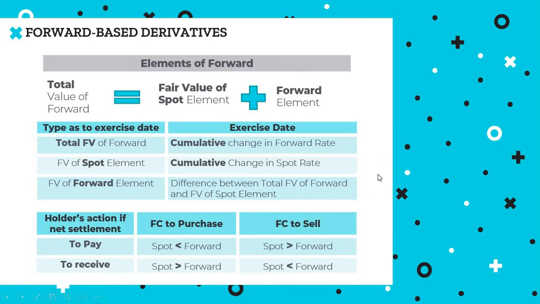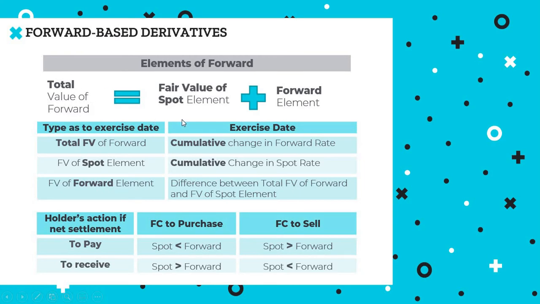So, ito ang ating formula to compute for the fair value of the spot element at ng forward element. Sabi rito, ang value daw ng forward has two elements. Meron siyang fair value of the spot element and the forward element. Tapos, yung total nito, ito na yung total value or fair value ng ating derivative instrument. Actually, etong amount na to, yung total value of forward, ito yung nag-a-appear sa statement of financial position either as an asset or a liability.